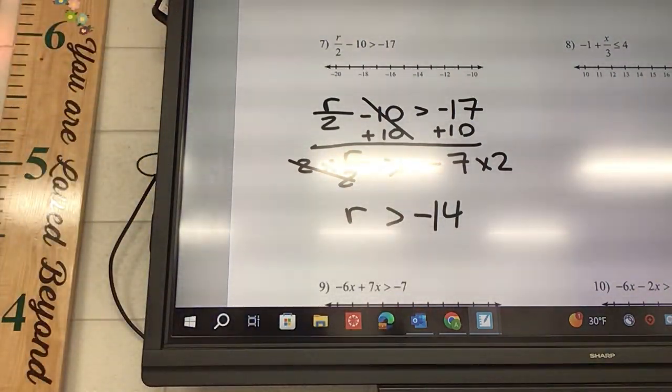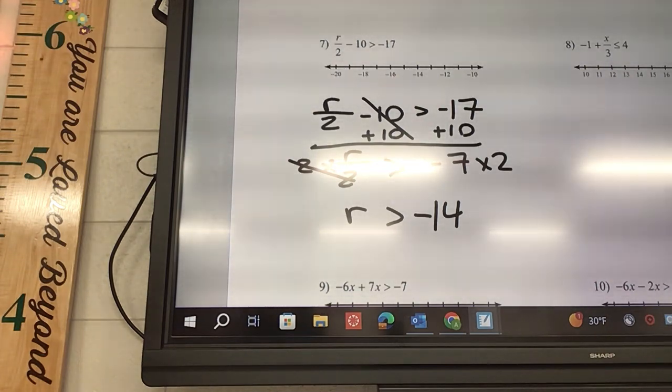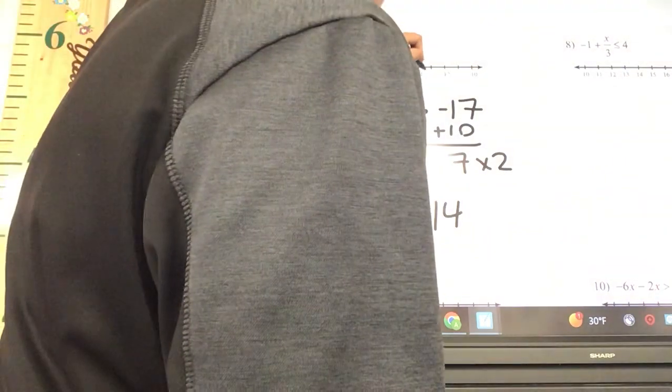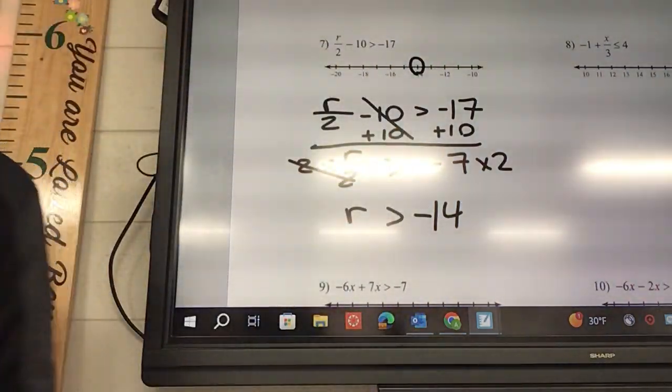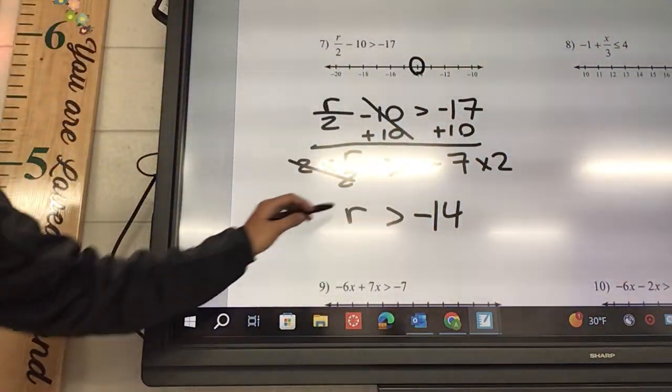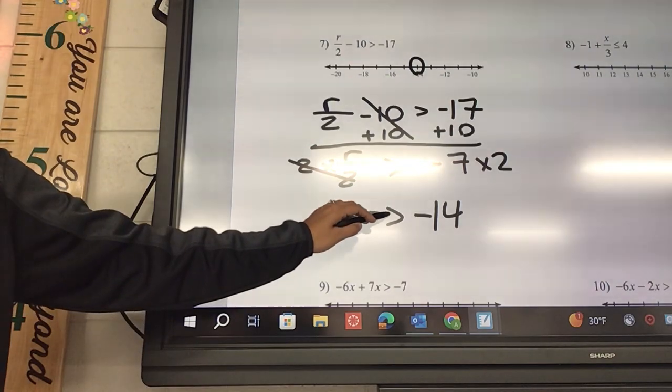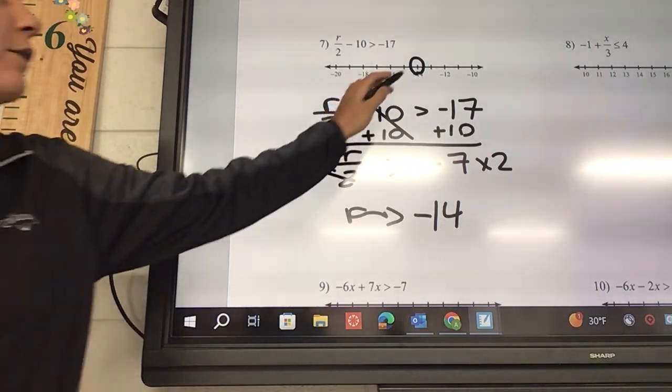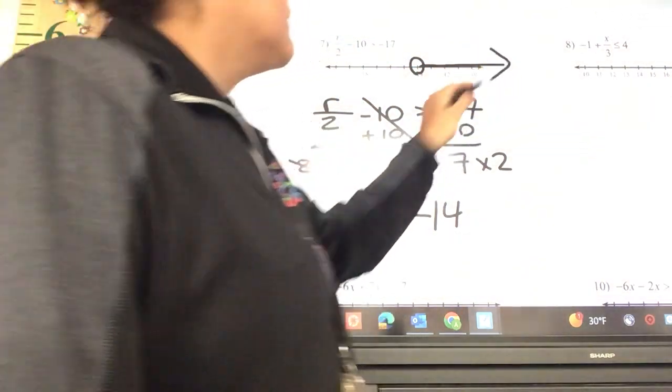Okay, on that 14, should it be open or closed? Open. Okay, and then it says R is what? What part of the mouth am I touching first? Bigger. So we're going to go towards the positives.